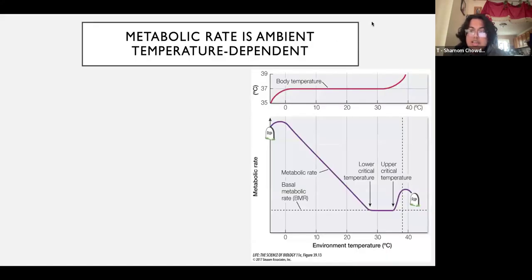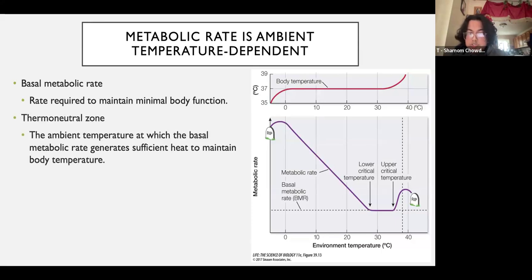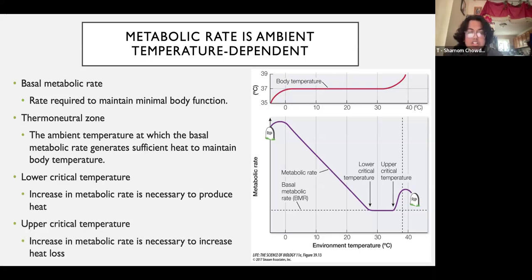So metabolic rate is ambient temperature dependent. What I mean by that is, the basal metabolic rate is the rate required to maintain minimal body function. And then there's a thermal neutral zone. The thermal neutral zone is the ambient, or external, temperature at which the basal metabolic rate generates enough heat to maintain your actual body temperature. And then you have a lower critical temperature and an upper critical temperature. At the lower or upper critical temperature, increases in metabolic rate are necessary in order to either produce heat or lower heat.